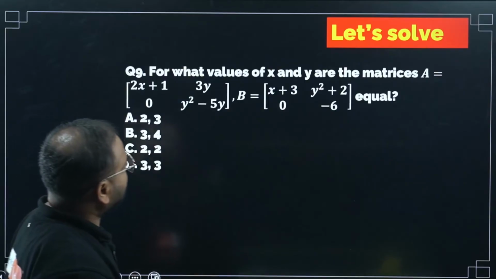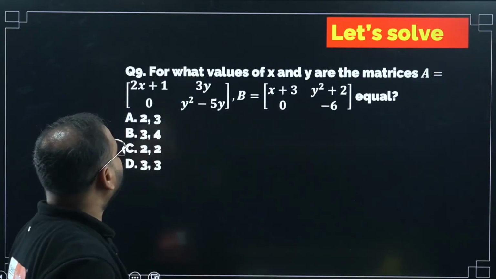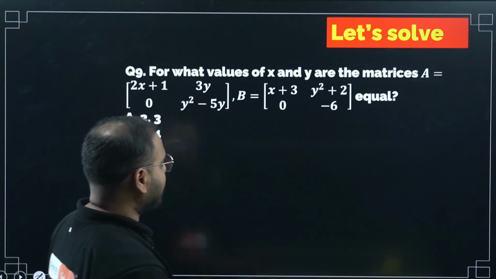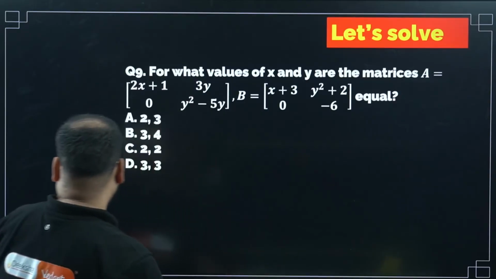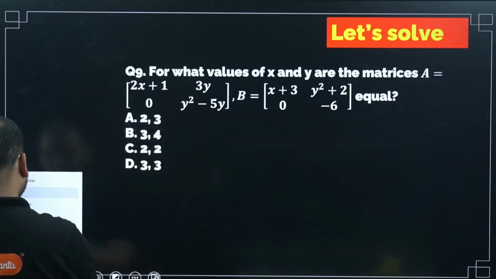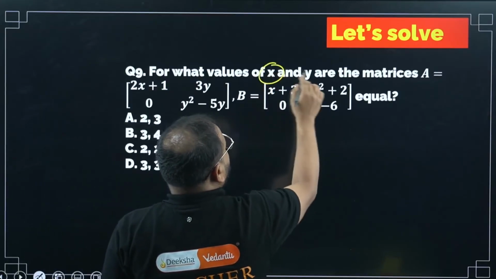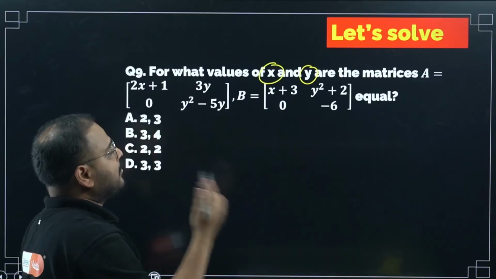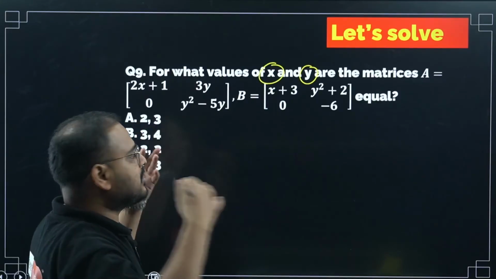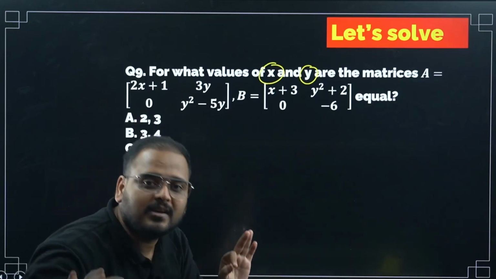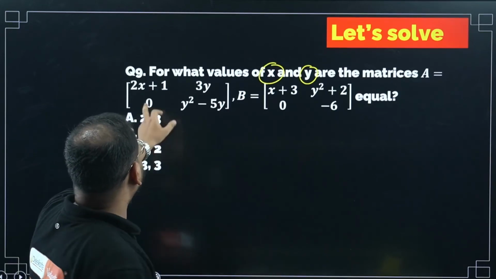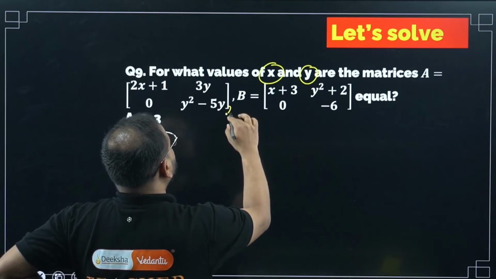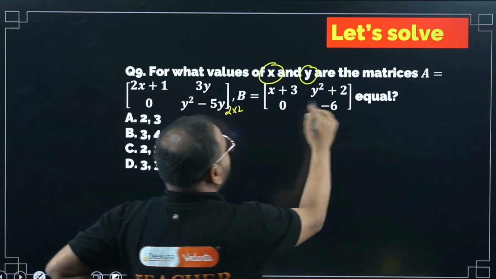Ninth one. They're saying that for what values of x and y, they have given variables x and y, the matrices are equal. So what we're going to do? Put the matrices equal. Just check whether the order is the same or not first. So this is 2 cross 2. A is 2 cross 2. B is also 2 cross 2.